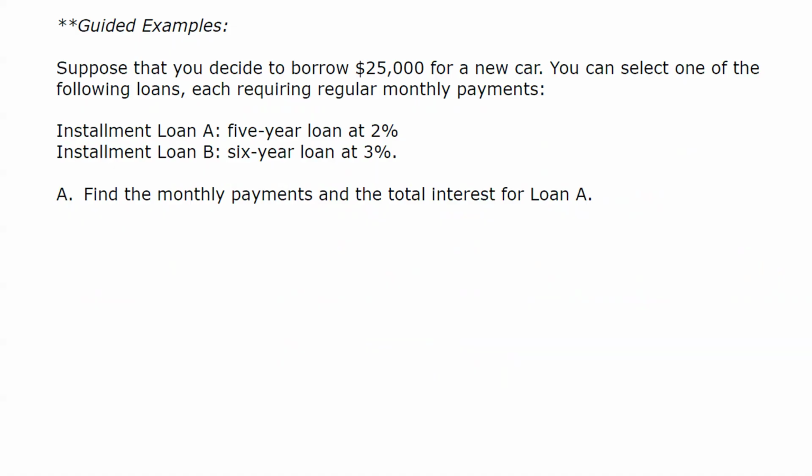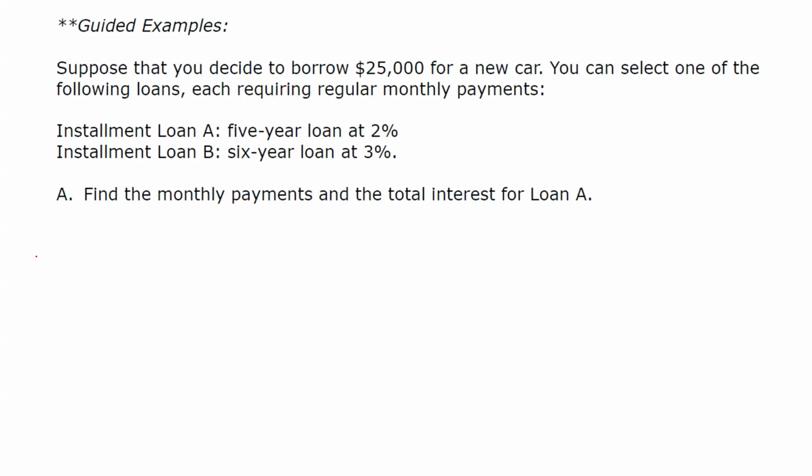So let's do a guided example together. Suppose that you decide to borrow $25,000 for a new car. You can select one of the following loans, each requiring regular monthly payments. Installment loan A is a 5-year loan at 2%. Installment loan B is a 6-year loan at 3%. Find the monthly payments and the total interest for loan A.